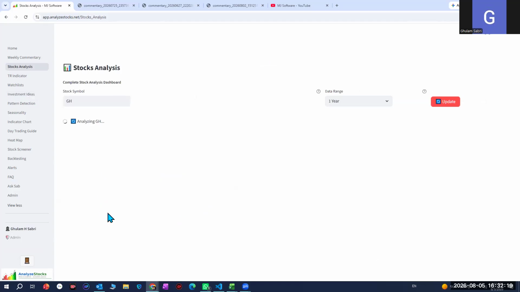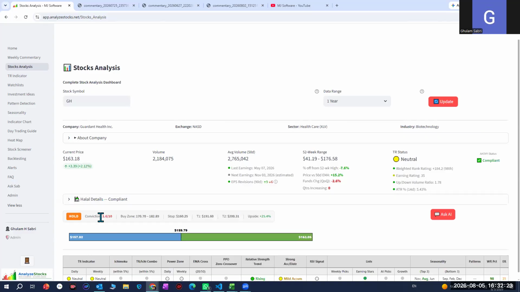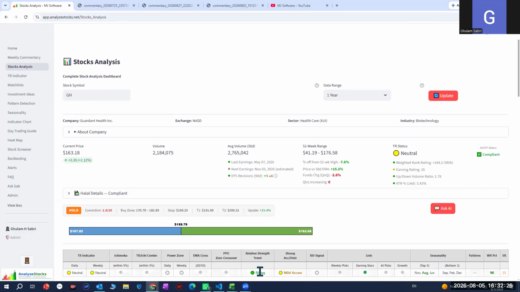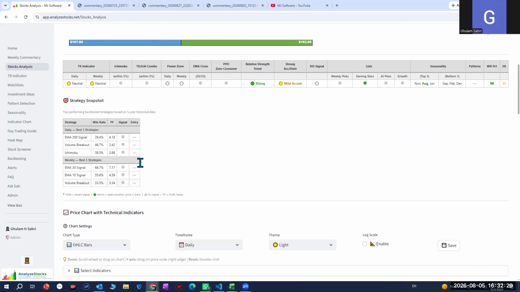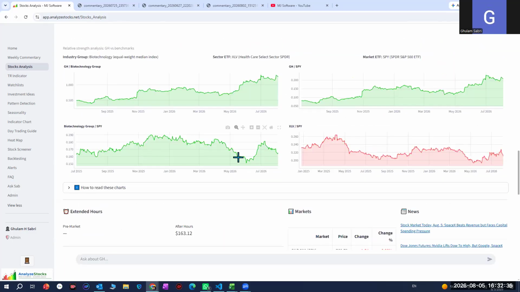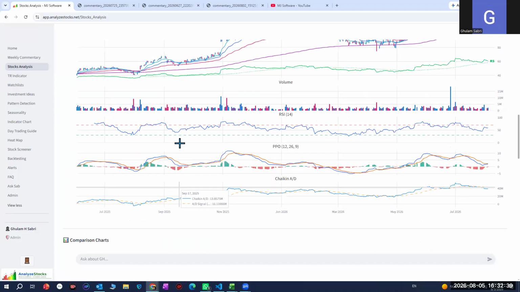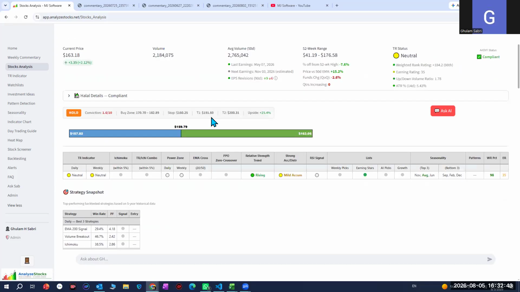You go into individual stocks, you see their performance, their conviction score, whether they are currently relative strength strong, and analyze it. Check if there are any strategy signals being triggered at this point in time, and their comparison chart against the market and their group. If they qualify for all those things, then that's going to be your best bet.